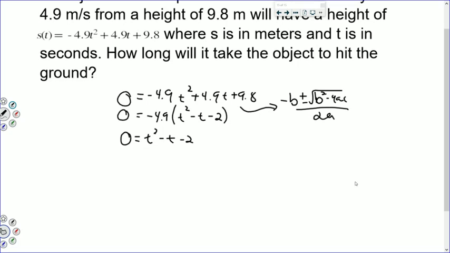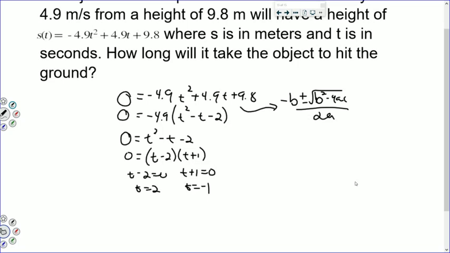And do we have two numbers that multiply to be negative 2 that add to be negative 1? We absolutely do. t minus 2 times t plus 1 equals 0. Something times something else equals 0. We're not sure which one, so we have to set them both equal to 0. t minus 2 equals 0, t plus 1 equals 0. When we solve t minus 2, we get t equals 2. t also could equal negative 1.